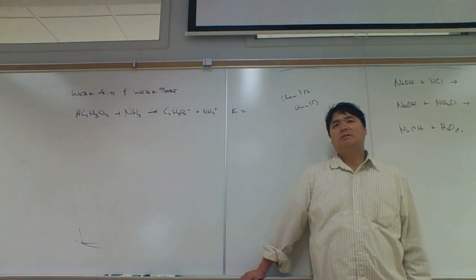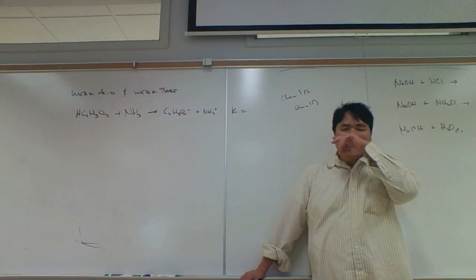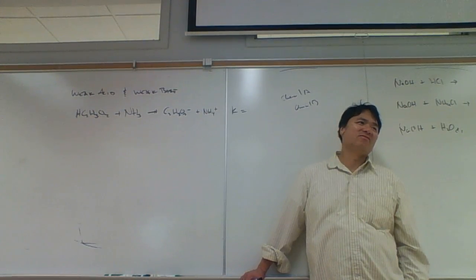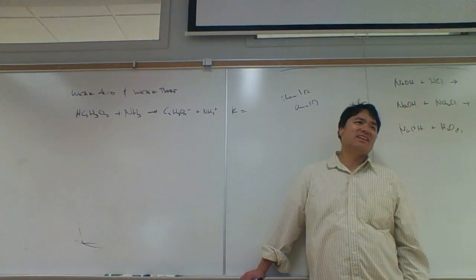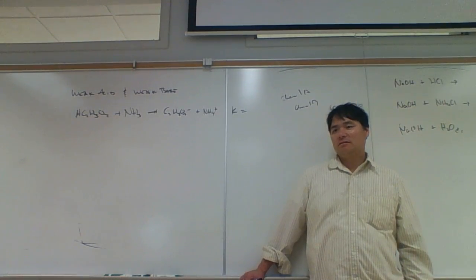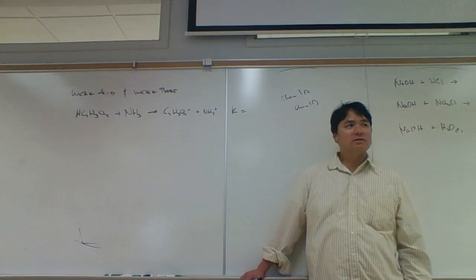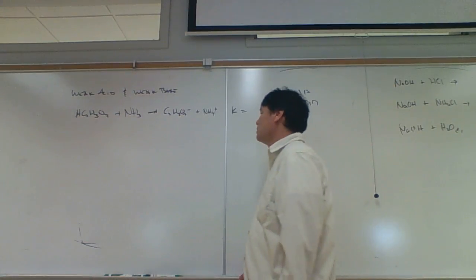And so I want a number for this. So how can I get a number? Tell me all the ways I can determine K. Appendix D? Unfortunately, this one's not in Appendix D. But I could use Appendix D data. How can I figure out what K is from Appendix D data? Using Hess's law? Yeah, using Hess's law I could do it. And so that's one way. I could try Hess's law.